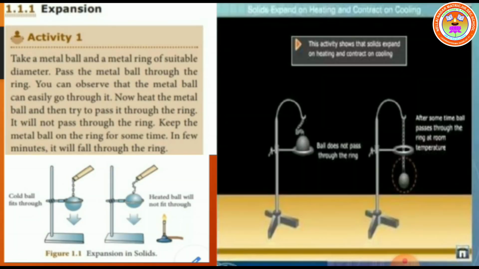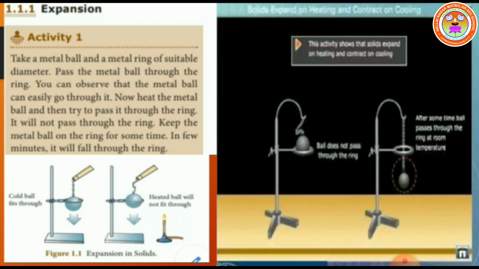Next, we are going to see the expansion. Activity given in your book, first activity. Take a metal ball and a metal ring of suitable diameter. Have you seen the diagram, children? Pass the metal ball through the ring. What have you observed? You can observe that the metal ball can easily go through it. Now heat the metal ball. Now you have supplied the heat energy to the metal ball, and then try to pass it through the ring.